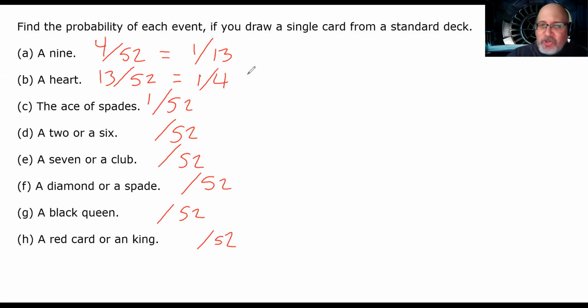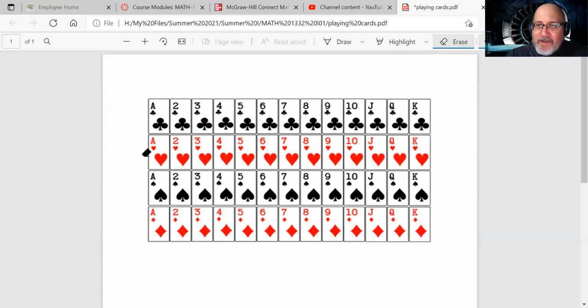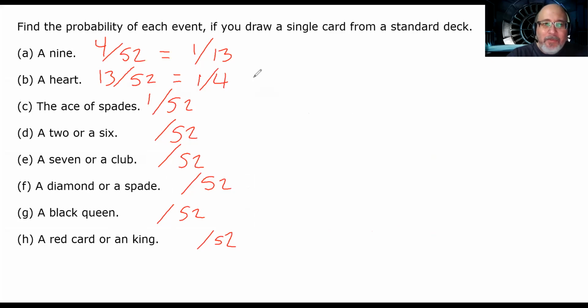How many 2s or 6s are in the deck? Find all the cards that are 2s or 6s. Well, there's 4 2s and there's 4 6s. It's a total of 8 cards. 8 cards in the deck are either a 2 or a 6. And notice in this case, it can't be both because each card has a single rank. 8 out of 52. I can reduce that by 4. 8 divided by 4 is 2. 52 divided by 4 is 13.